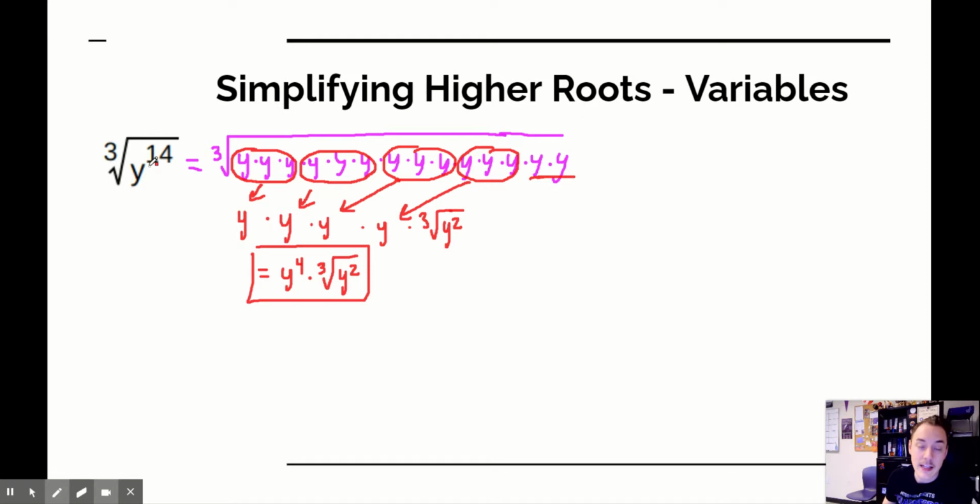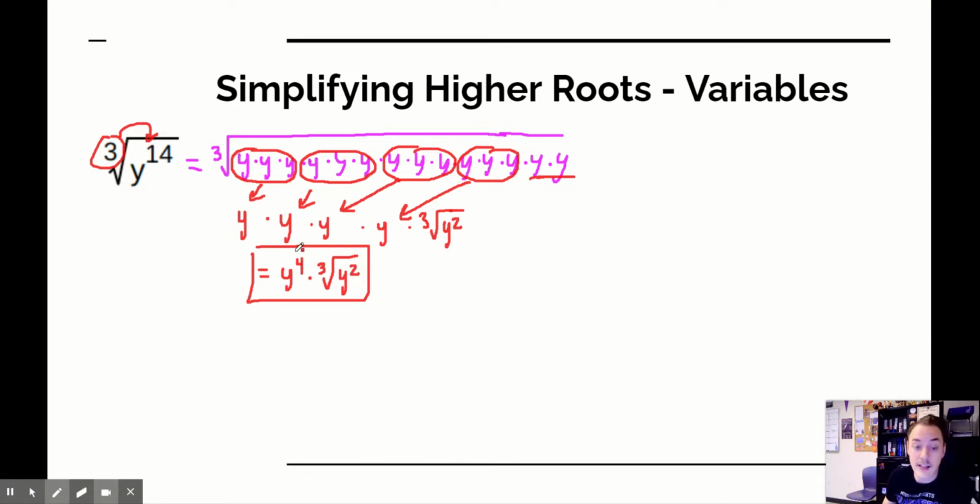Easy way, ready? How many times does 3 go into 14? You should say 4. That's why I have a 4 right here. Why? 3 times 4 is 12. How many more do I need to get to 14? Well, 2. 14 minus 12 is 2. I have a squared right here. That's what's left over.